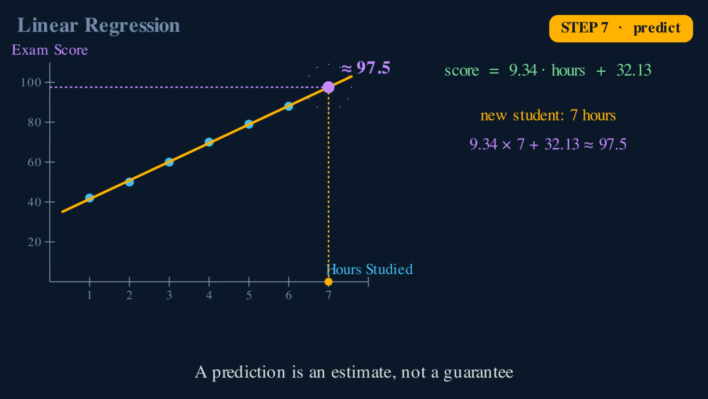Of course, the line captures the average tendency. Real students will vary around it. A prediction is an estimate, not a guarantee.